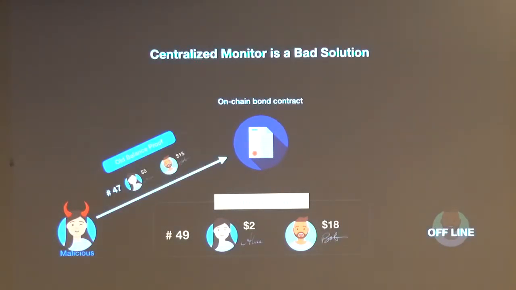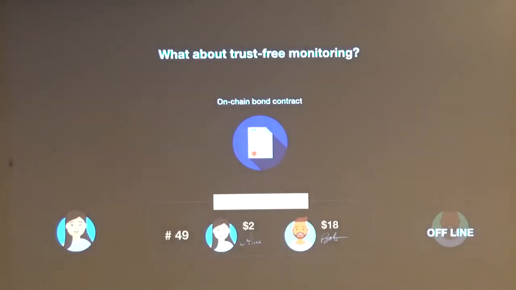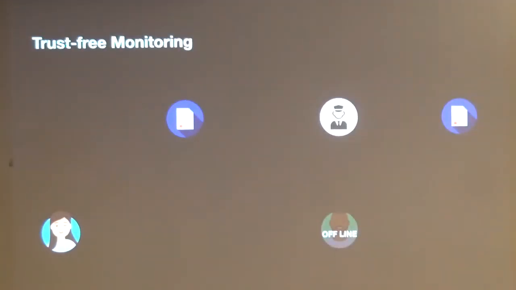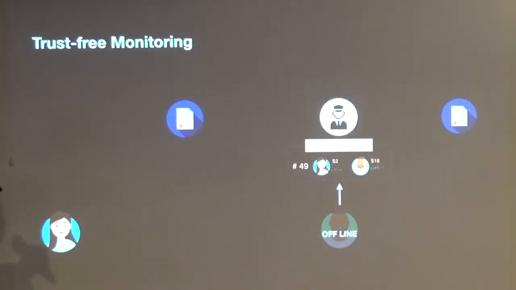An on-chain centralized monitoring solution is definitely not a good choice, because it creates an immediate incentive problem of collusion. And what about trust-free monitoring? Some researchers have proposed trust-free monitoring. How it works is basically like this: you have Bob submit the current state to a watchtower service, and the watchtower service also puts down some money on chain. It's kind of an honesty bond: if I do not do the job, you can take my money.